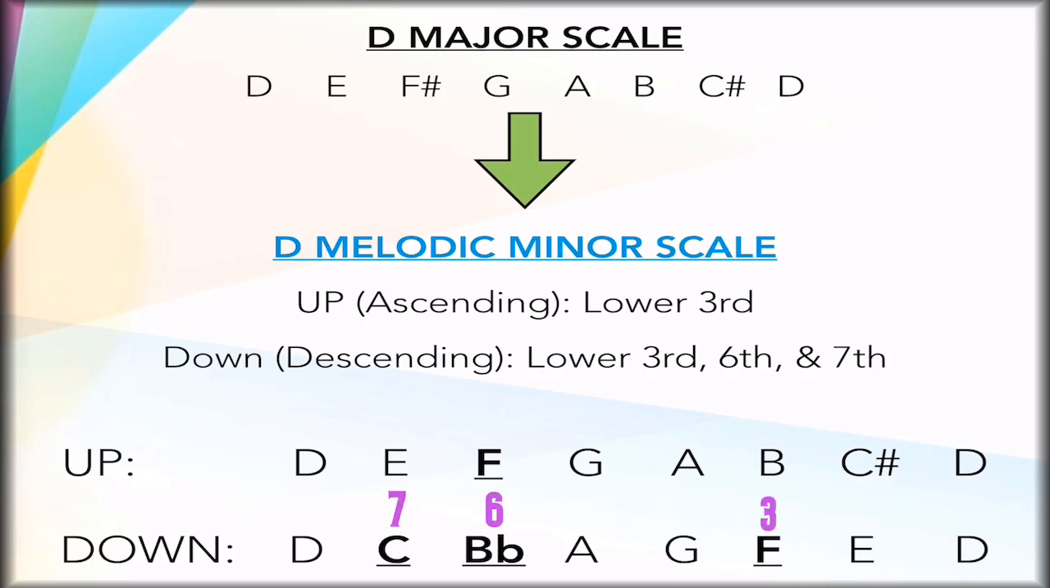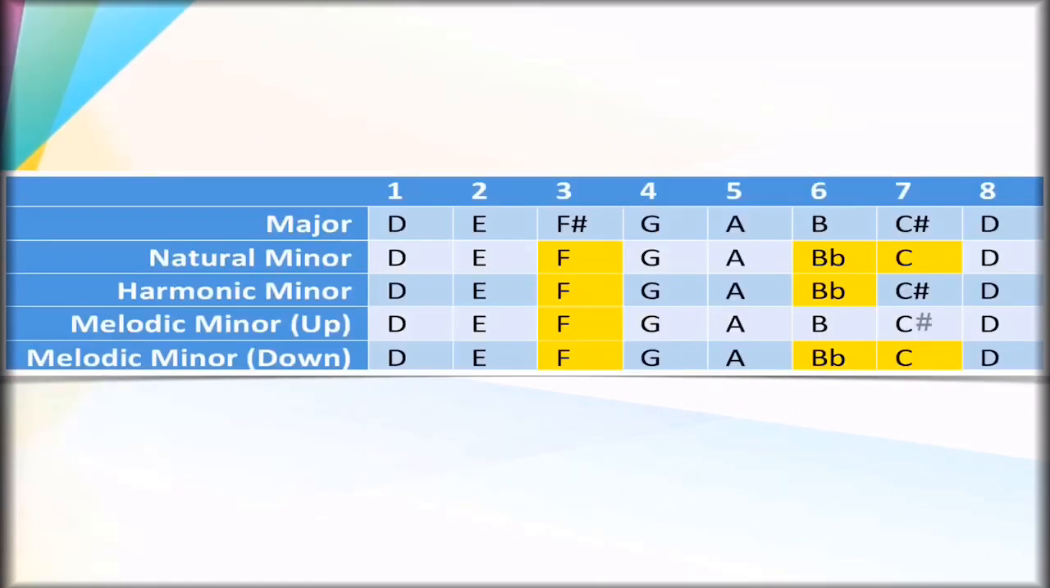So to go in descending order, we're going to lower the third, the sixth, and the seventh. That means that the F sharp became an F, the B became a B flat, and the C sharp became a C. Now, again, they're written in backwards order because you're going downwards or descending in this particular example. So notice that going up, it's only the third, and going down, it's the third, the sixth, and the seventh.